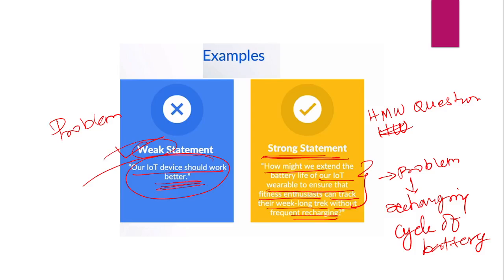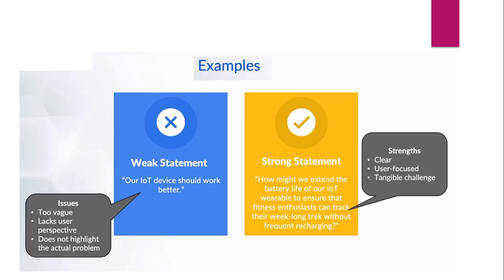For that, you must understand what the user need is. Here you can see what the issues are. It is too vague, lacks the user's perspective, and does not highlight the actual problem. I can simply say that our IoT device should work better, but this is a very, very poor problem statement.